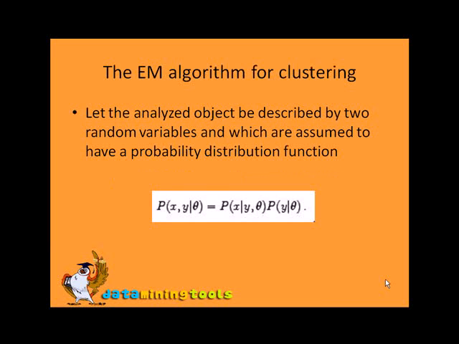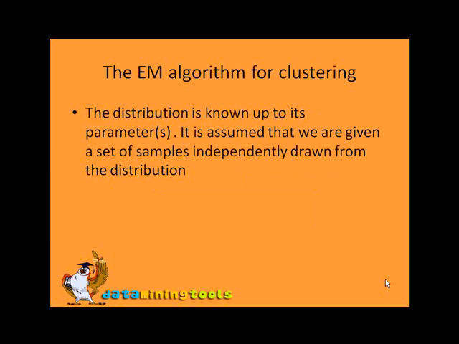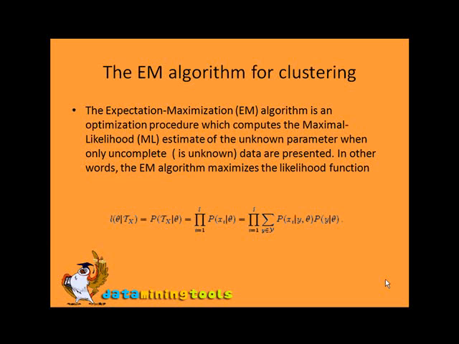Now let's understand the EM algorithm for clustering. Suppose the analyzed object is described by two random variables which are assumed to have the following probability distribution function. The distribution is known up to its parameters. It is assumed that we are given a set of samples independently drawn from the distribution. The EM algorithm is an optimization procedure which computes the maximum likelihood estimate of unknown parameters when only incomplete data is presented. In other words, the EM algorithm maximizes the likelihood function.